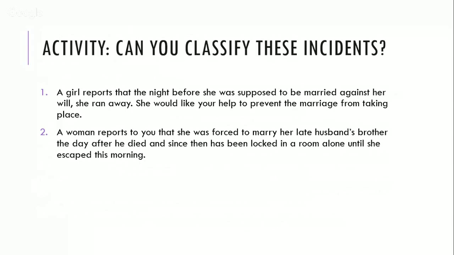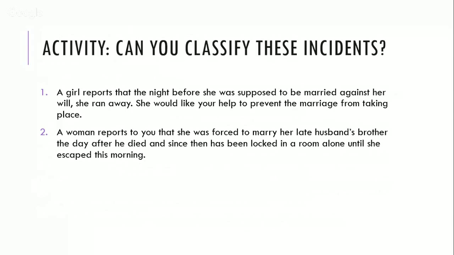Let's try another one. A woman reports to you that she was forced to marry her late husband's brother the day after he died, and since has been locked in a room alone until she escaped this morning. So did this incident involve penetration? No. Did it involve unwanted sexual contact?